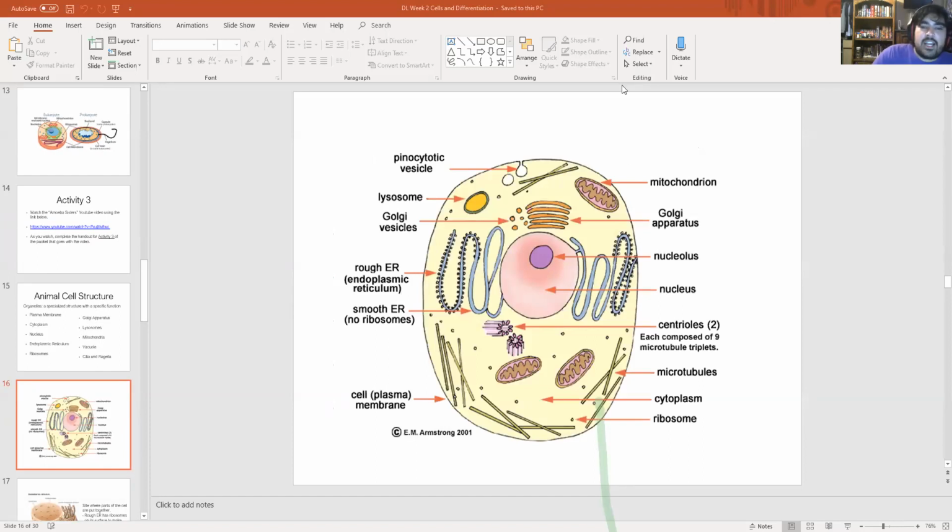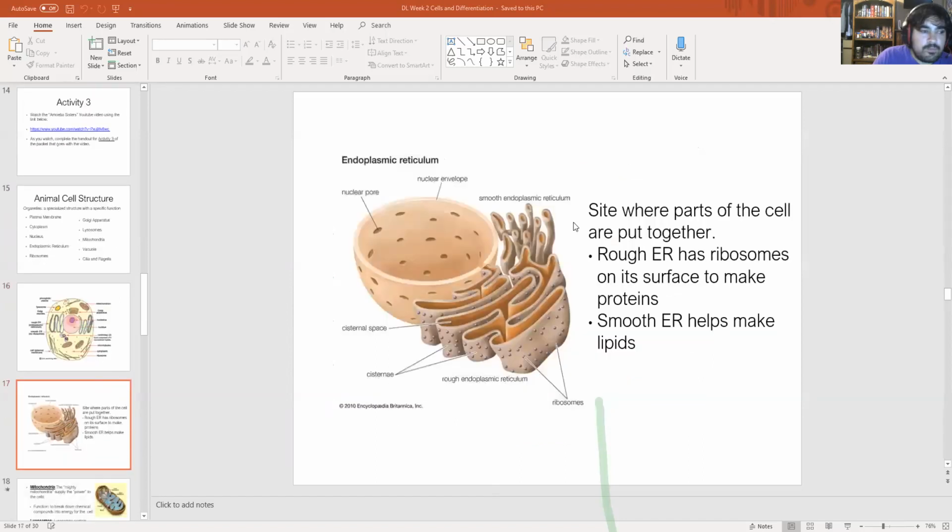So this just outlines all the different ones, right, where they are in the cell. So let's first talk about the endoplasmic reticulum. So that's where the parts of the cell are put together. So the rough ER has ribosomes. And if you remember, the ribosomes are used to make your proteins, right? It's in protein synthesis.